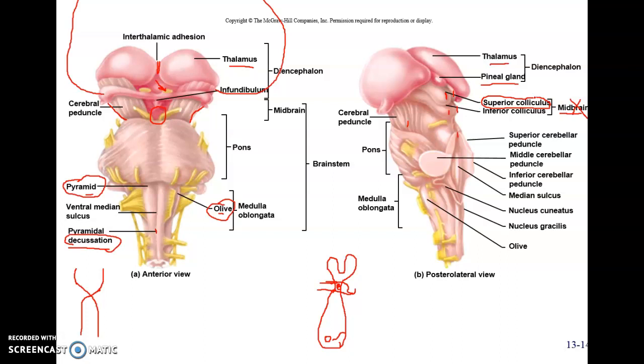Inferior colliculus, I misspoke. Inferior colliculus would be like a loud sound. Whoa, you jump, you turn towards it. That's auditory reflexes. Okay? So inferior colliculus, that's auditory reflex. That's an ear right there, as you can plainly see. And then superior colliculus, those are visual reflexes. Okay? Those are eyeballs. Okay? Those are visual reflexes.